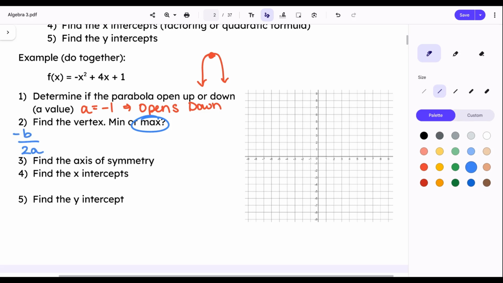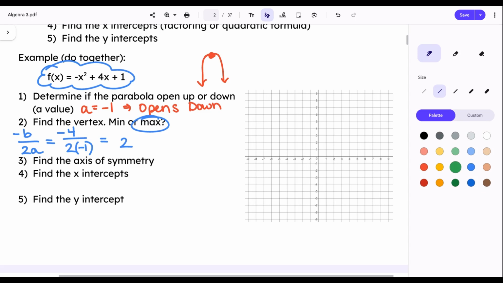So looking up here at this equation, what is your b? What number's in the b spot? 4. Now it's going to be the opposite of that down here, so it's going to become negative 4. And we said a was -1 a little bit ago, so I'm just going to drop that in. And how would that simplify? This would be +2. Okay, that's the x-coordinate of your vertex.